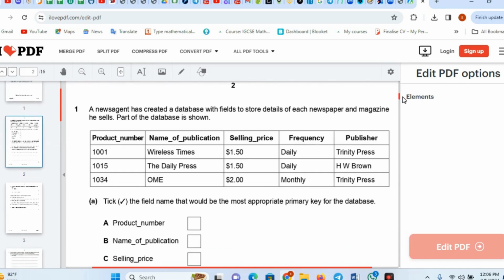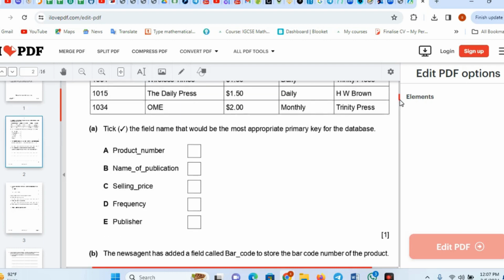Question number 1. A news agent has created a database with fields to store details of each newspaper and magazine it sells. Part of the database is shown. You have the product number here, name of publication, selling price, frequency, and publisher. The question says you should tick the field name that will be the most appropriate primary key for the database.